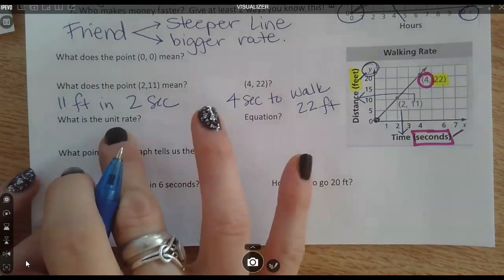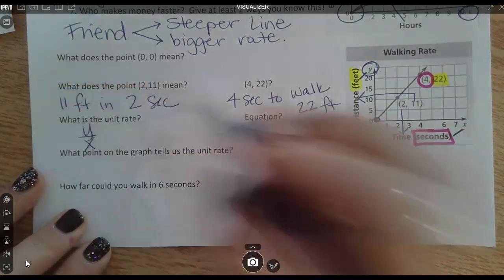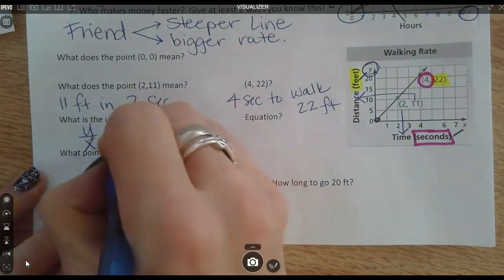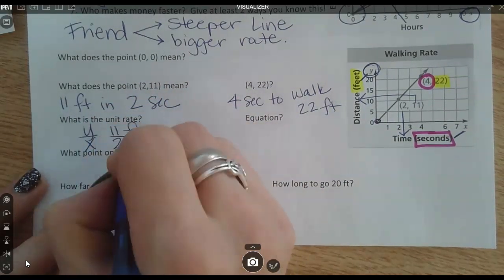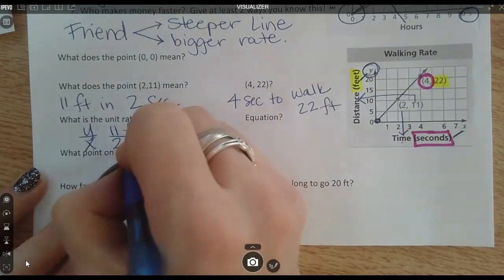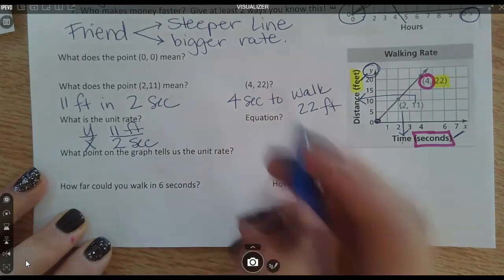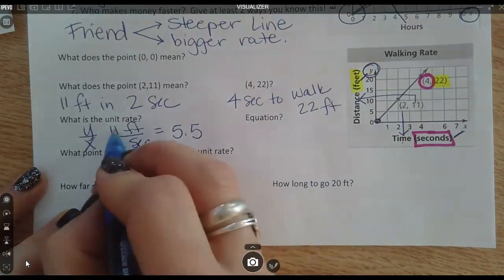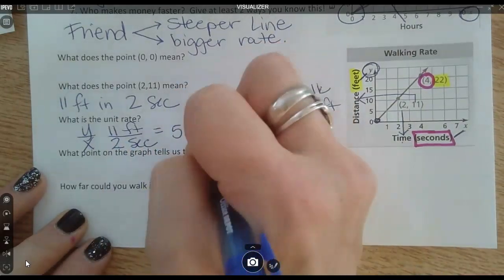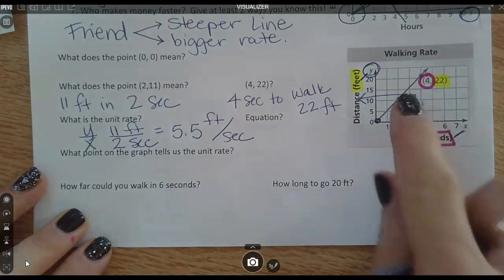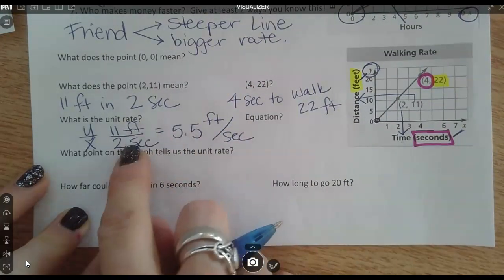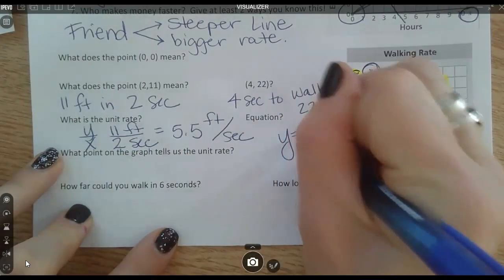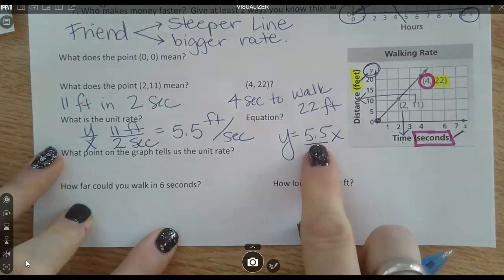Now, we've already looked at how to find the unit rate from here. Y over x, so take either one of those points, doesn't matter, but make sure we can label them correctly. 11 feet to go 2 seconds. 11 feet in 2 seconds, and just actually divide that to get my unit rate. 5.5, right? 11 divided by 2 is 5.5 feet per second. So I can use this point, set up y over x, get a rate, and then I can write the equation. Just plugging in the rate here.